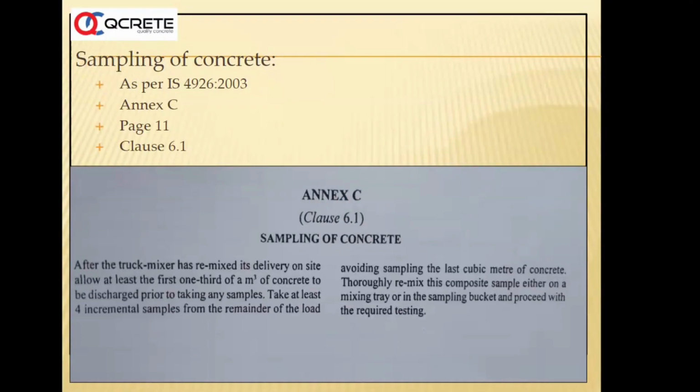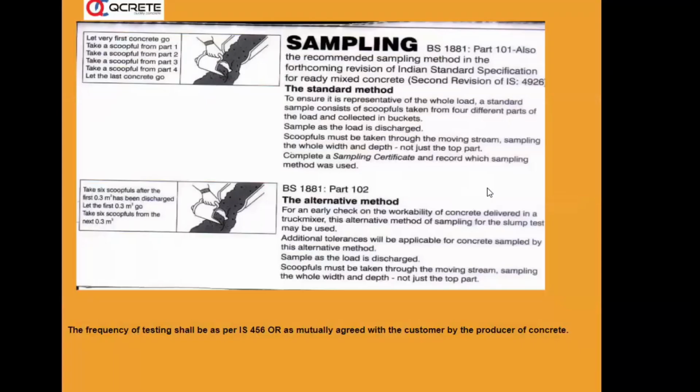IS 4926 very clearly defines how you have to take the sample. When the concrete truck arrives on site, one third of the first cubic meter has to be dumped into the structure or into the pump, and then you have to take the concrete after mixing thoroughly. This is a method clearly defined in IS 4926, but BS has a better way of defining this.